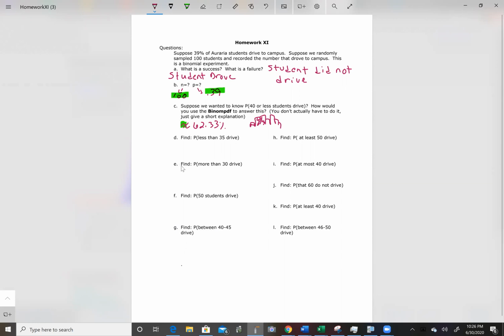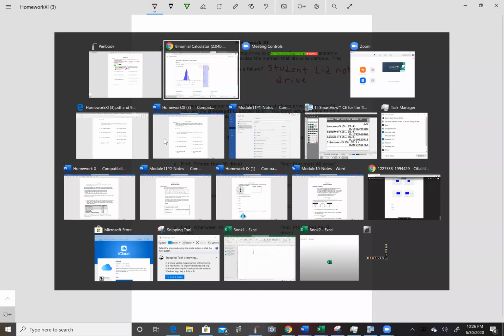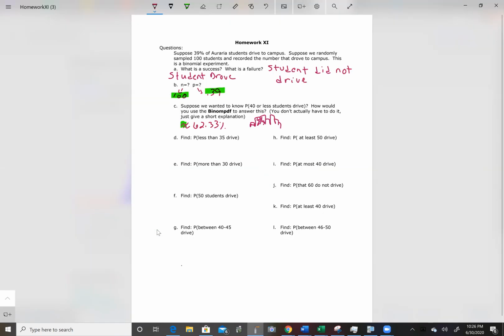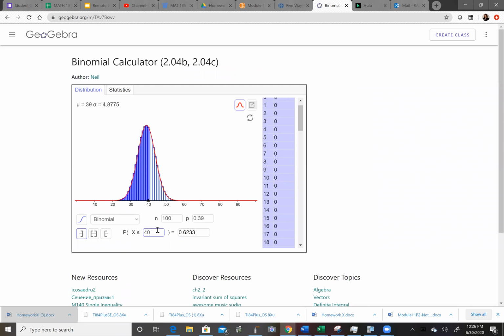Find the probability that less than 35 students drove. So let's go back to our table, and it wants less than. It doesn't say equal to, it just says less than 35 students drove. So here, instead of less than or equal to 40, we will do less than or equal to 34. Okay. And that is approximately 17.84%.